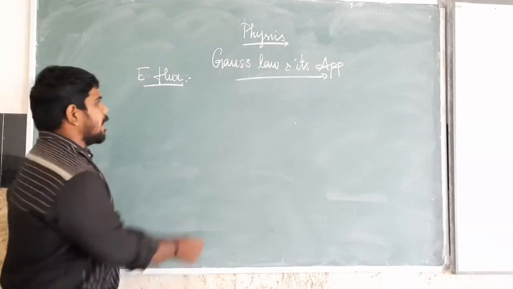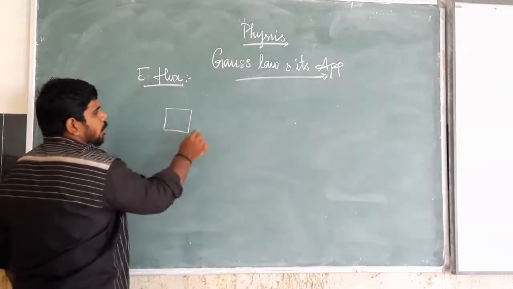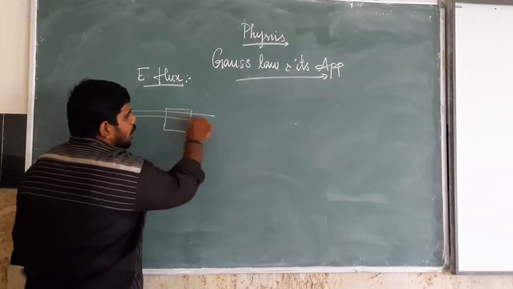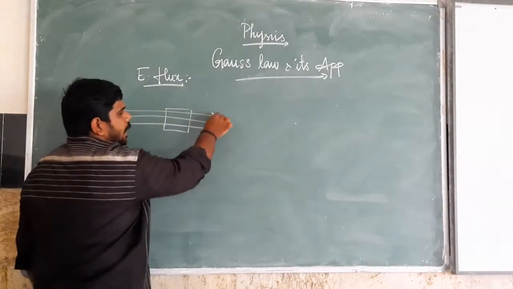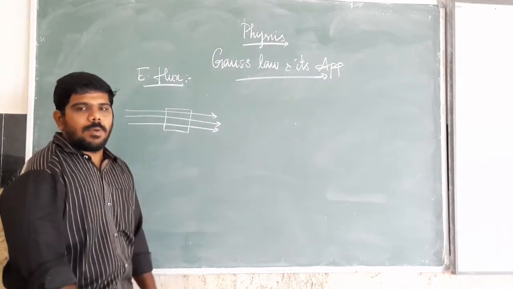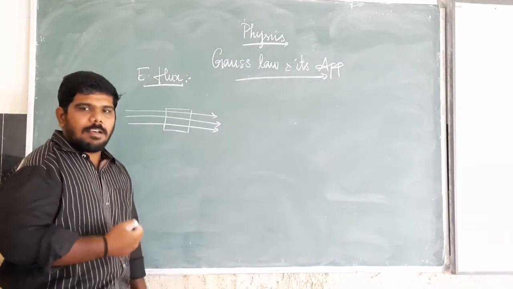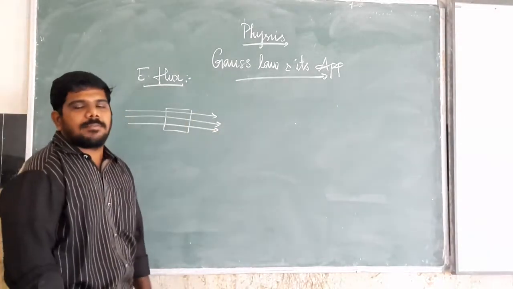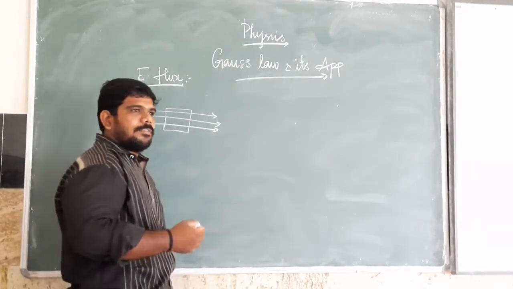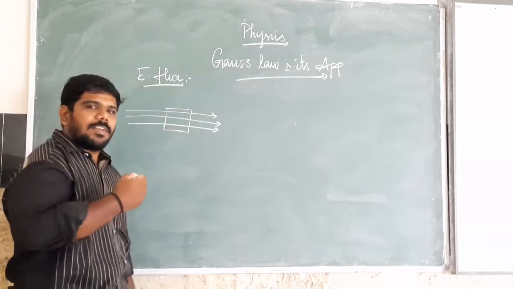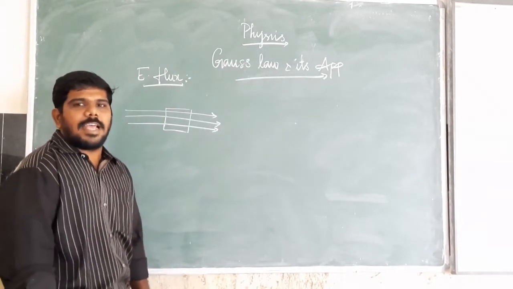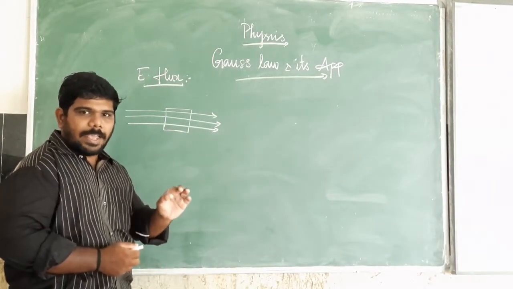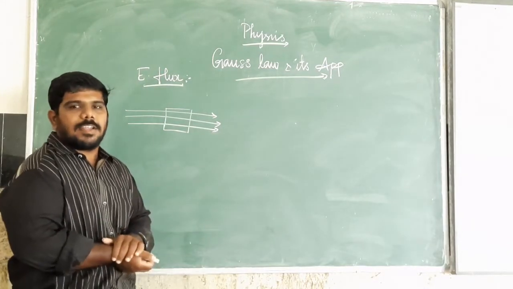Electric flux: we take a surface, we take an area. The total number of electric field lines crossing through the given area is called electric flux. So what is the electric flux? The total number of electric field lines crossing through the given area is called electric flux.